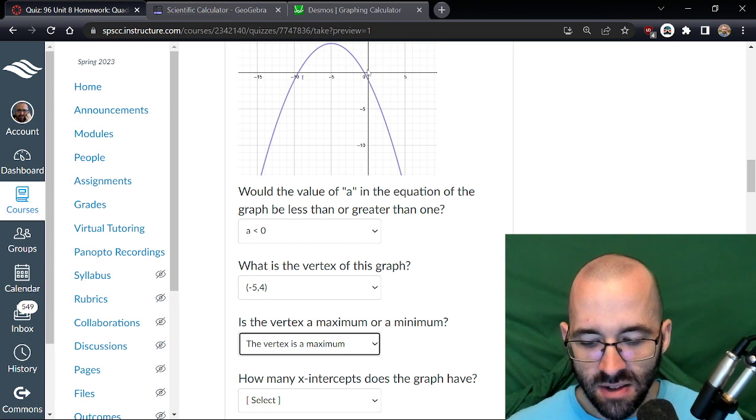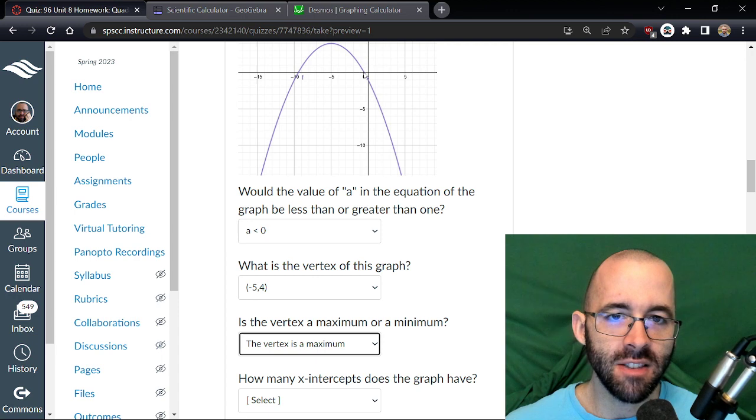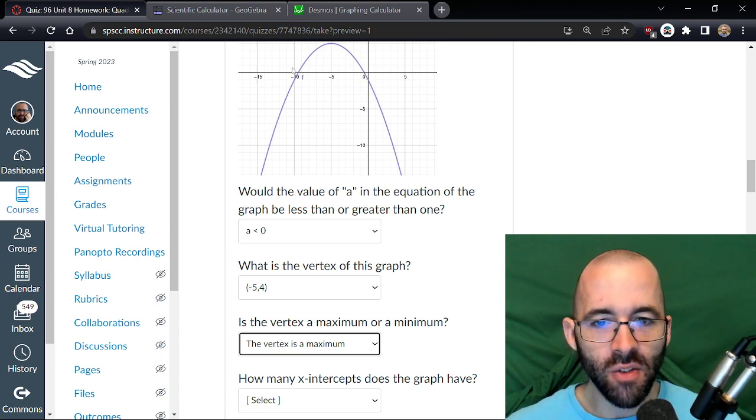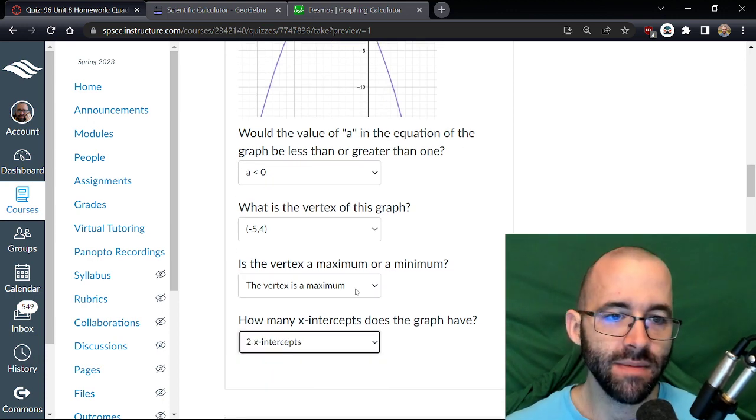How many x-intercepts does this graph have? I closed the big graph, but here's an x-intercept right here. It crosses the x-axis. Here's an x-intercept over here. It crosses the x-axis. I believe there's going to be 2. Great.